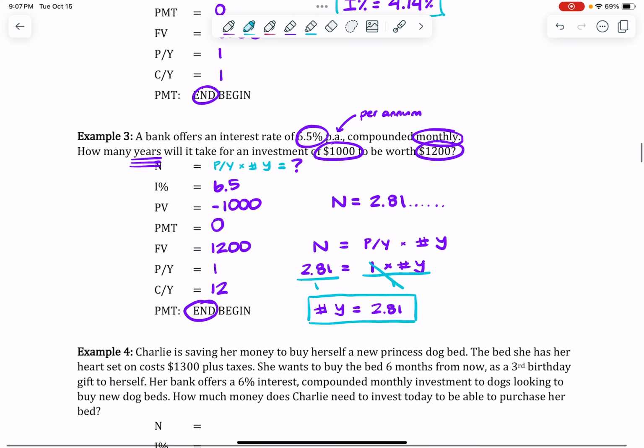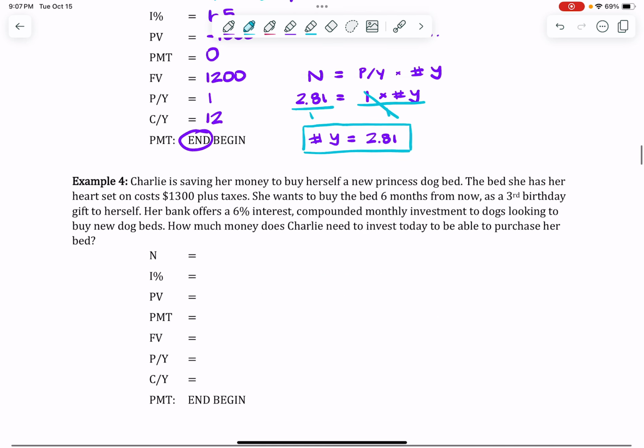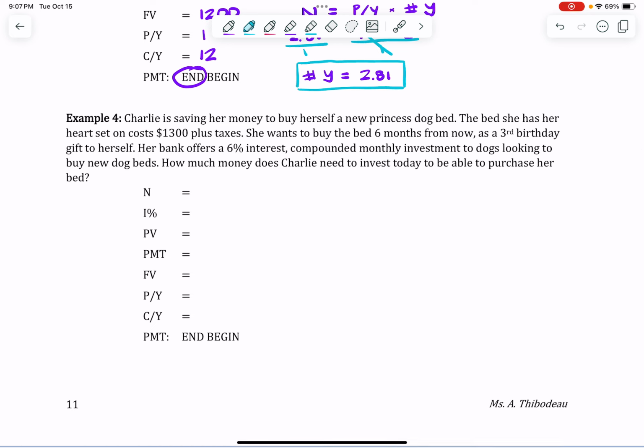Okay. Another one. We've got Charlie. We are going to go through this example, but I'd, again, like you to try it yourself. I will just point out that when it says plus taxes down the road, let's assume 12% tax because that's what we have right now in Manitoba. Okay, pause, try it on your own.